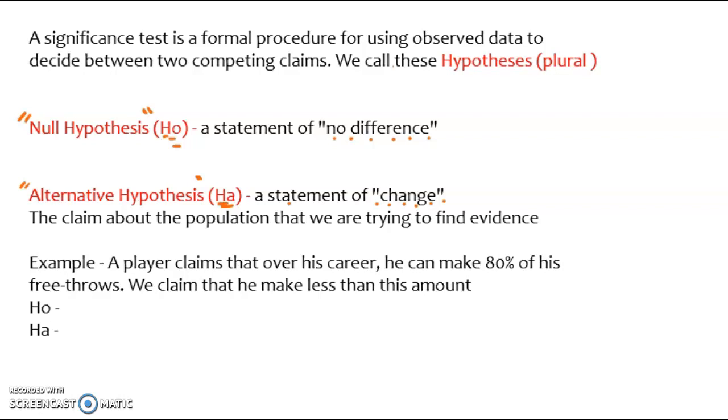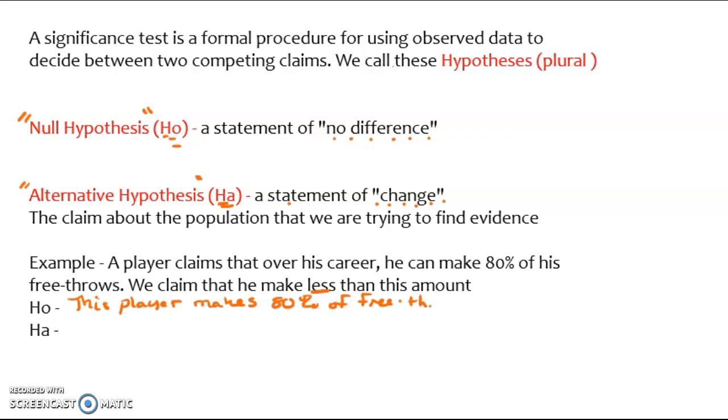So the claim about the population is what we're trying to find evidence for. Example down here: a player claims that over his career he can make 80% of his free throws. We claim that he makes less than this amount. So if there's no difference, you would say this player makes 80% of his free throws.